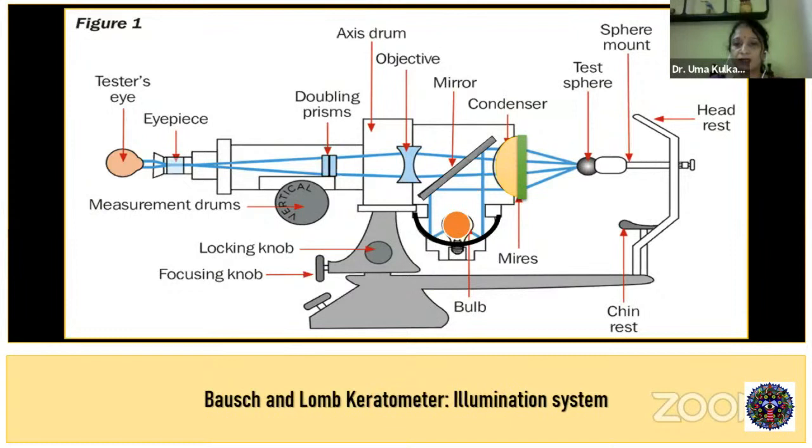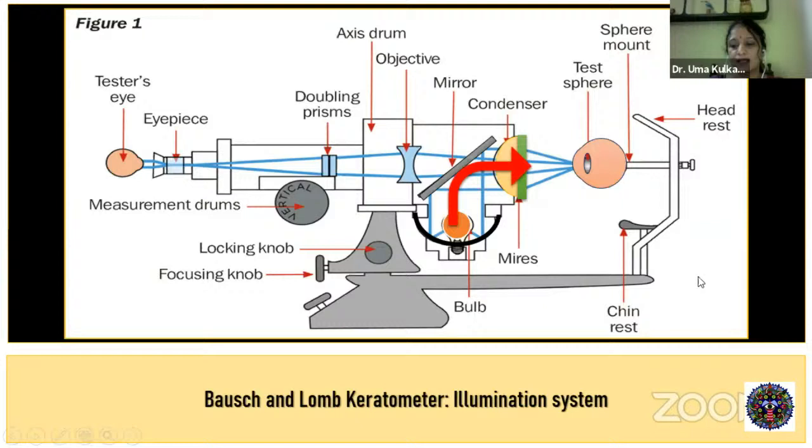So here is the patient's eye. So this is the illumination system. So what does the illumination system consist of? It consists of a bulb and a reflector here, a mirror to reorient the rays of light towards the condensing lens, the mirrors, and the placement of the patient's eye at an appropriate position. So we make sure that the patient's head is rested on the forehead rest, the chin rest, everything adjusted so that it is central. So this is illumination.